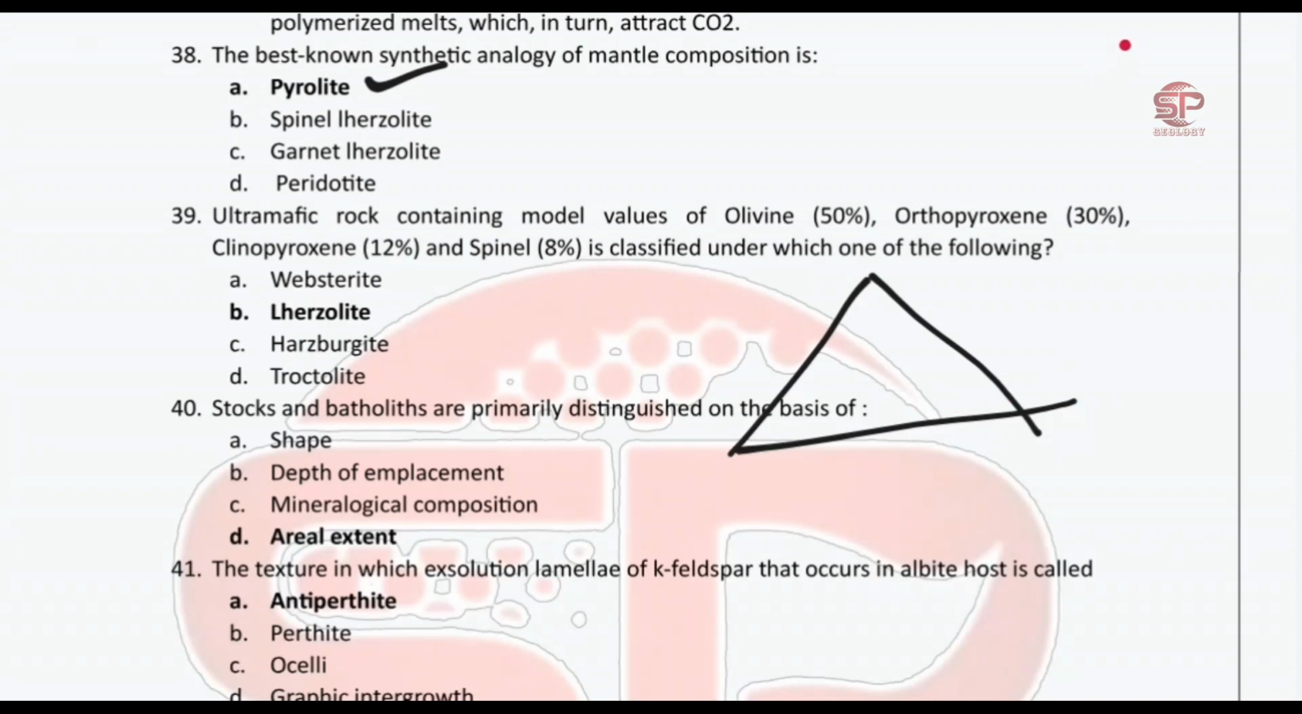Olivine, orthopyroxene, clinopyroxene. So olivine is 50%, orthopyroxene 30 and clinopyroxene 12. So it will be within the triangle, so it will be lherzolite. The olivine-orthopyroxene one is harzburgite. Then olivine-clinopyroxene will be wehrlite. Then orthopyroxene-clinopyroxene will be websterite. So when all three components are major constituents, it will be a lherzolite.